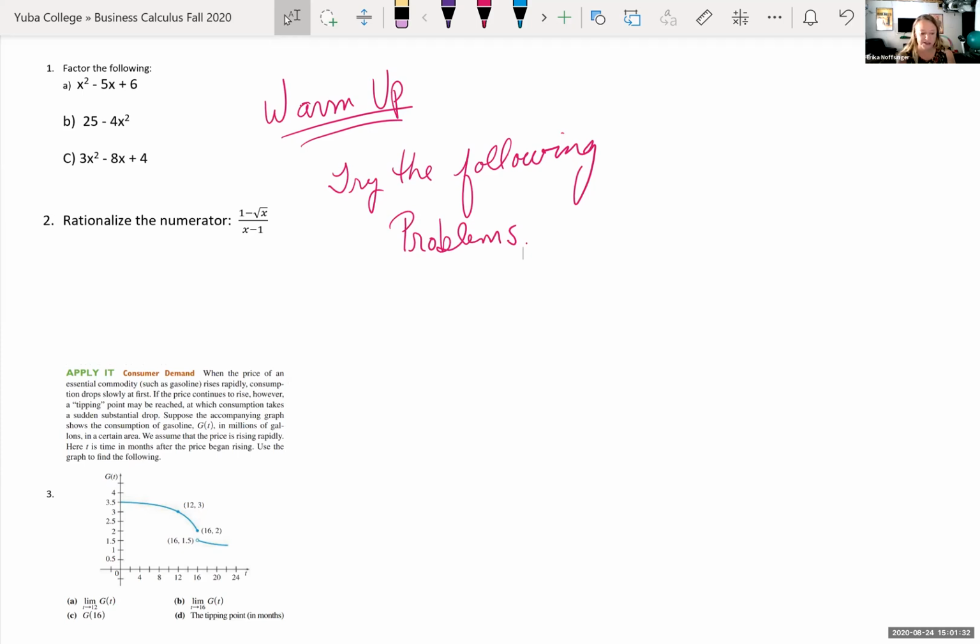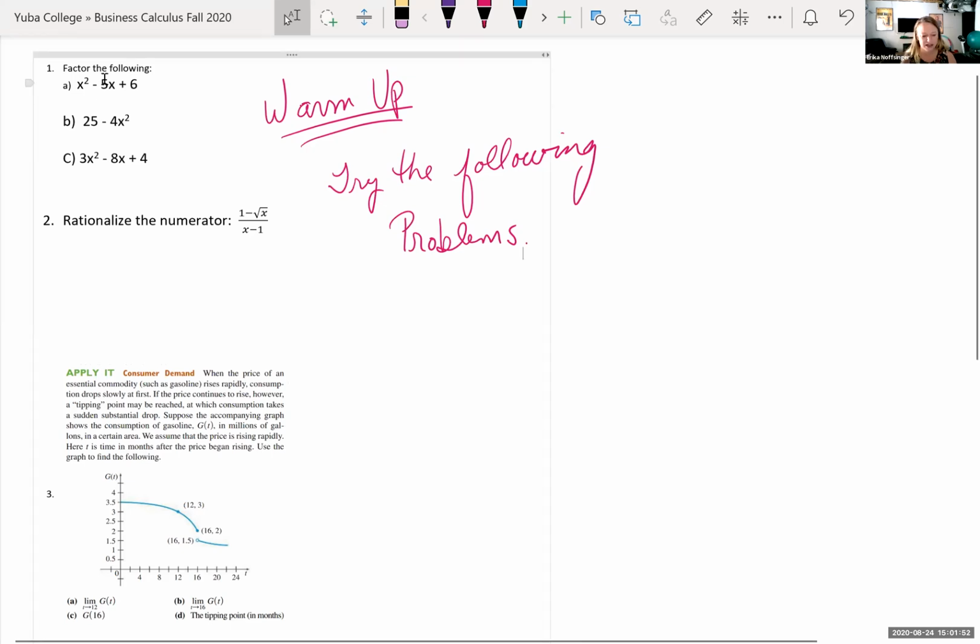And so before we do that, I wanted you guys to review a little bit from algebra. These are going to be tools that are going to help us. So problem 1 and problem 2. It's going to be really helpful to be able to factor and then also to be able to rationalize a denominator. And these are things that you should hopefully remember how to do. So take a moment and do the following problems, and then we'll talk about them.